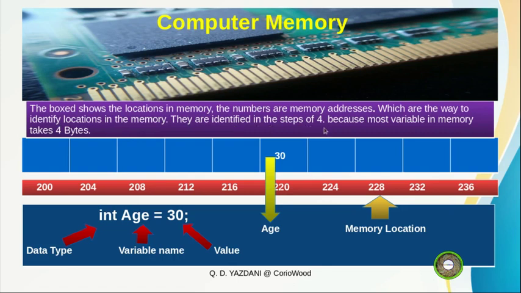They are identified in steps of 4 because most variables in memory take 4 bytes. So when you declare int age and you name it age and give it 30, it goes to memory location 220, for example. This is just an example. You might see something else here. It doesn't have to be 220 or 224, so don't assume the memory addresses are 200, 204. It's just a number. Sometimes it's a very long number, 6 digits, and that's a memory location.